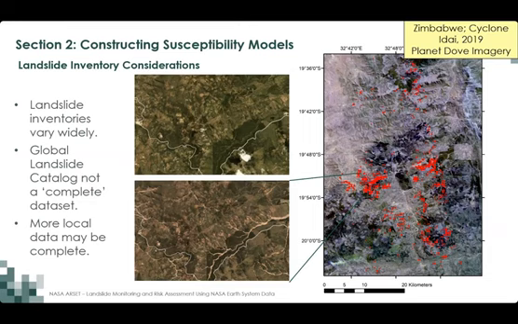And this is what we would then refer to as a complete landslide inventory for a location. We were able to look at every single location within that landscape and assess whether a landslide had occurred or not.